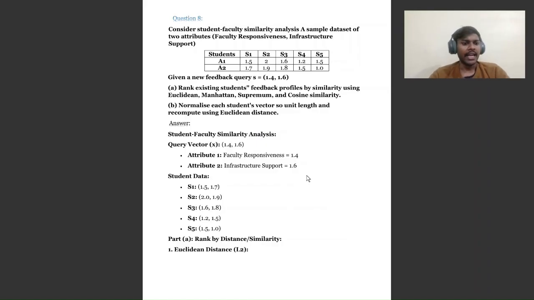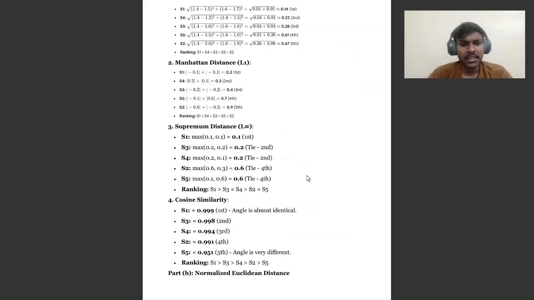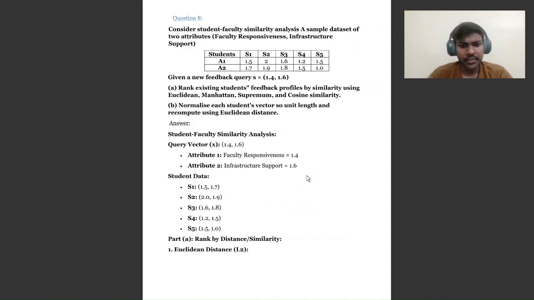So coming to part A, ranking using four measures. First one is Euclidean distance, where smaller means more similar. Second one is Manhattan distance, which is the sum of absolute differences. Third one is supremum distance, which is the maximum absolute difference. Rankings are S1 first, then S3 and S4 tied, then S2 and S5.